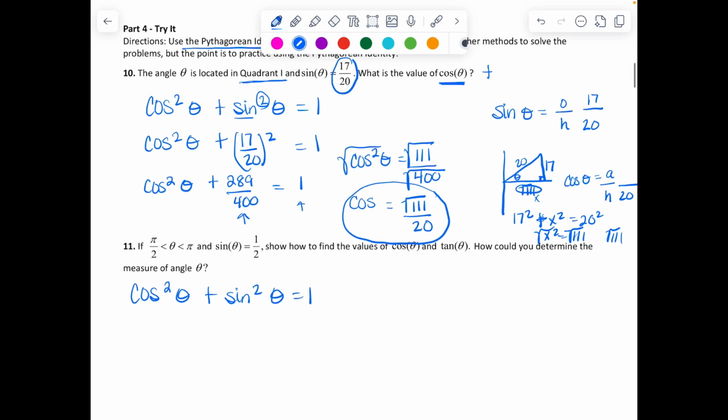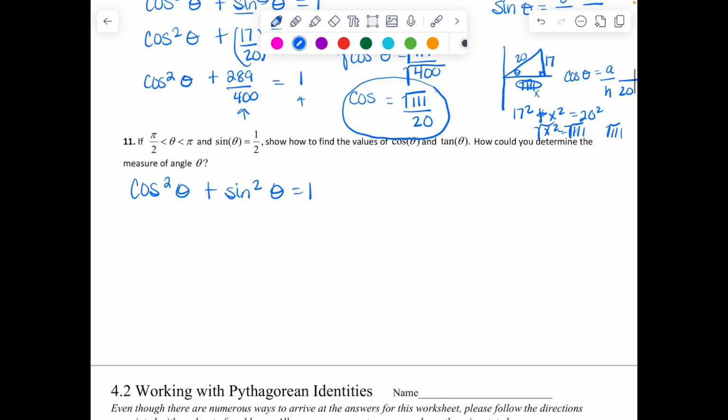Now, let's look at number 11. 11's a little bit trickier because we have to think about the restrictions we're given. So if we look here on our unit circle, and it says theta is greater than pi divided by 2 and less than pi, think about where that would be on your unit circle. So we would actually be in this quadrant right here. And if you think about All Students Take Calculus, this is where the S is, okay? So the only thing that's going to be positive in that quadrant is our sine and its reciprocal.